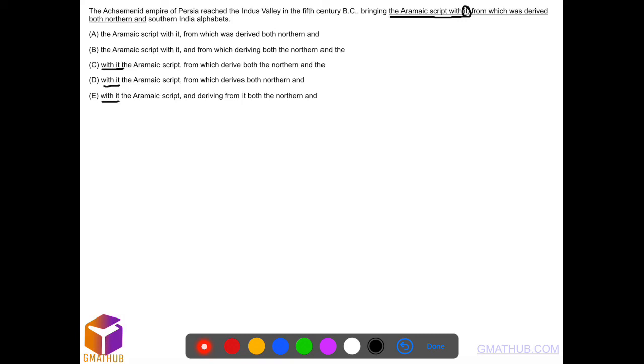And if you see others also, from which deriving, from which was derived. So, what is derived? The northern and southern alphabets. So, was derived is wrong. Deriving is the wrong usage. I mean, deriving itself is not a verb. Okay. If I say I am deriving something, that is the right usage of the verb. If I simply write deriving, that doesn't become a verb.